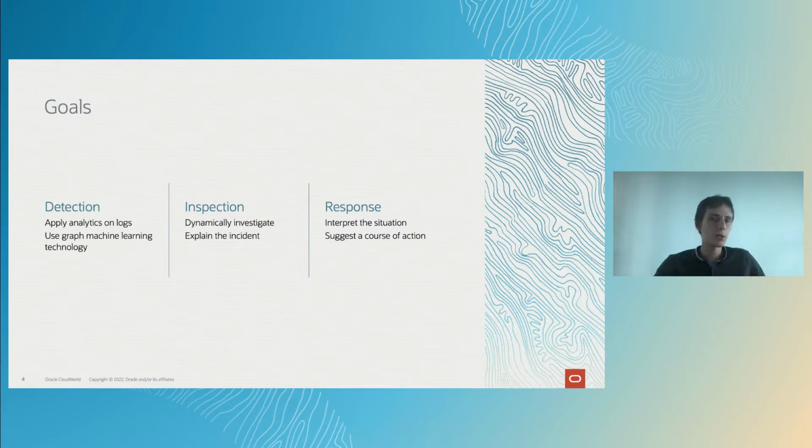The third goal is about a response: trying to interpret the situation and suggest possible courses of action to resolve it. Basically, we're trying to help the investigator as much as possible, to minimize the work they have to do to respond to any incident.